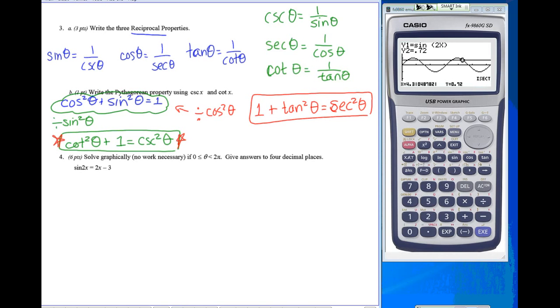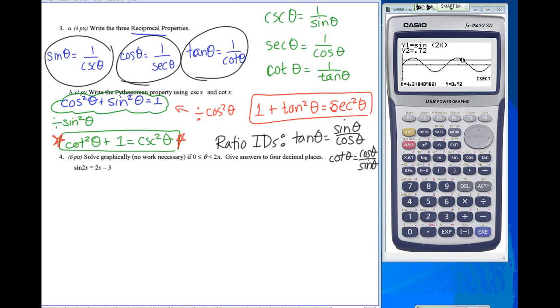By the way, the last two of the fundamental identities are the ratio identities. We also need to know those. The ratio identities are that the tangent is the sine over the cosine, and that the cotangent is therefore the cosine over the sine. So we should know both of those as well. We've got 3 reciprocals, we've got 3 Pythagorean, and then we've got 2 ratios. So you should know all of these things, be able to write them down, and to use them for any of your trig proofs.